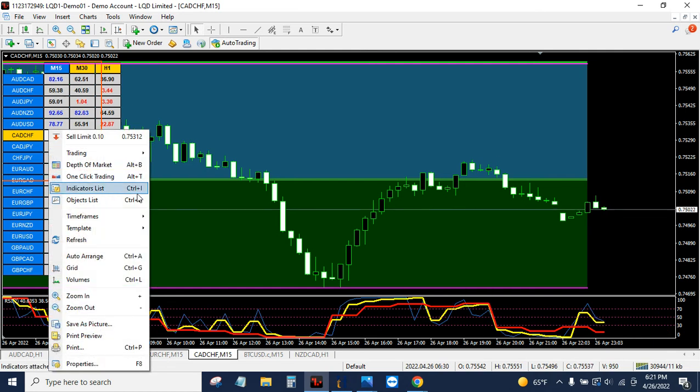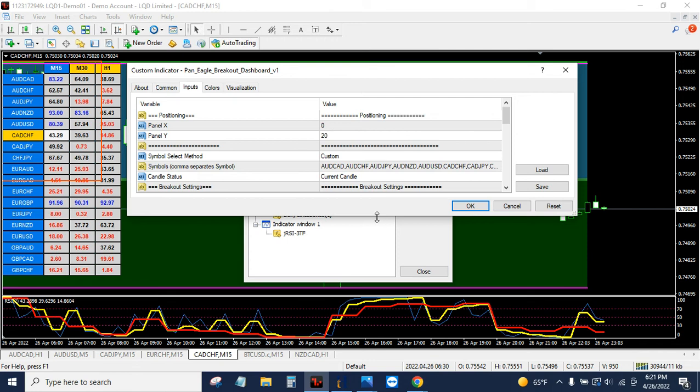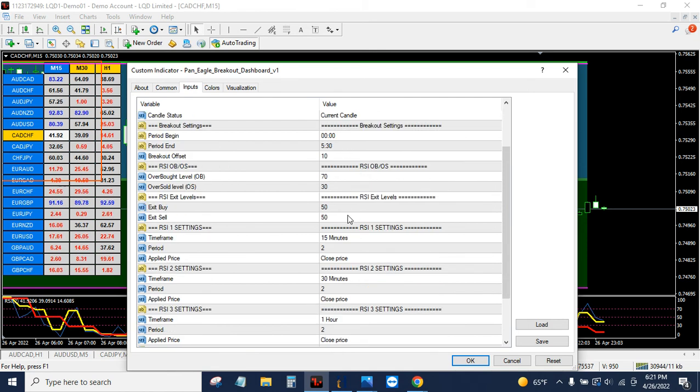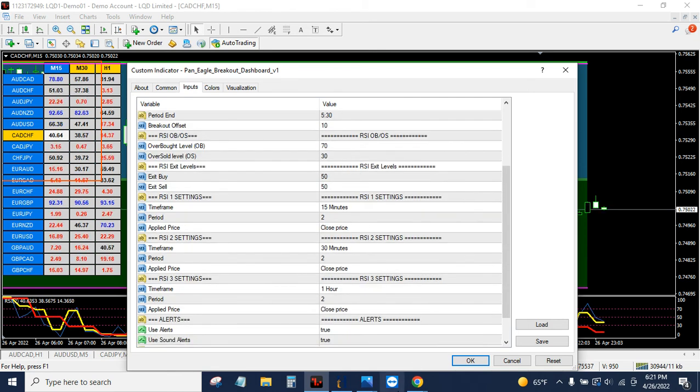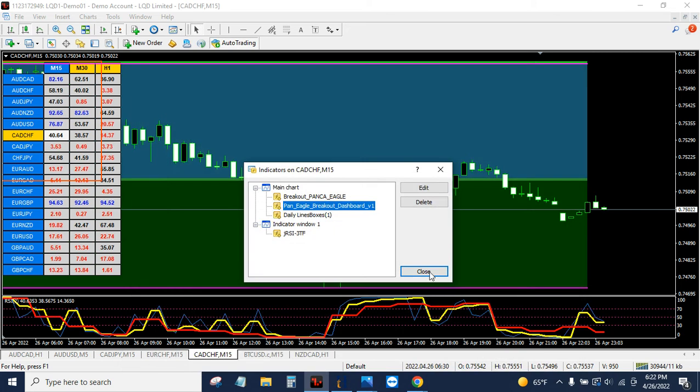As I already showed you, this is the properties of the EA of this indicator. You can put the candle, the time frames, the three RSIs. You can use any three time frames for RSI, but I try to stay with 15, 30, and 1 hour. I know I'm going to add some more properties, like detection of prefix and suffix and everything, and I'm going to remember to put that in the settings.